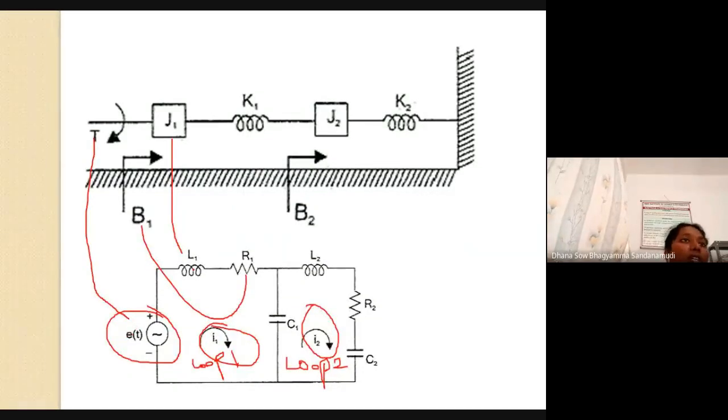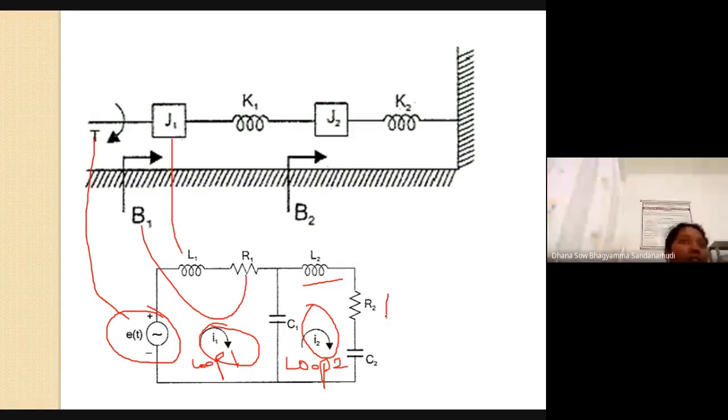Next, in between J1 and J2, what is it? K1. What is K1? It is 1 by C. In between J1 and J2, it is 1 by C, so connect a capacitor. Next, what is J2? J2 is nothing but L2, so connect L2. Next, B2.